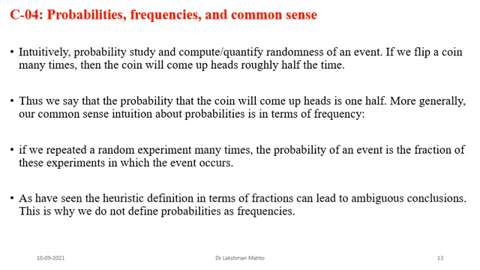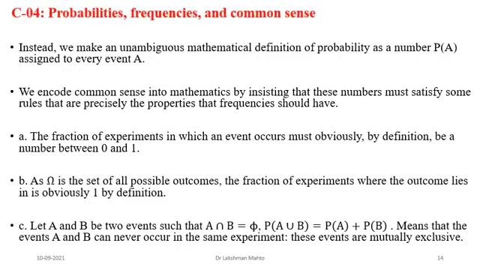As we have seen, the heuristic definition in terms of fraction can lead to ambiguous conclusions. This is why we do not define probability as frequency. If you define probability in terms of frequency, it must satisfy those three laws. So instead we make an unambiguous mathematical definition of probability as an assignment number P of A that agrees with all those three assumptions.